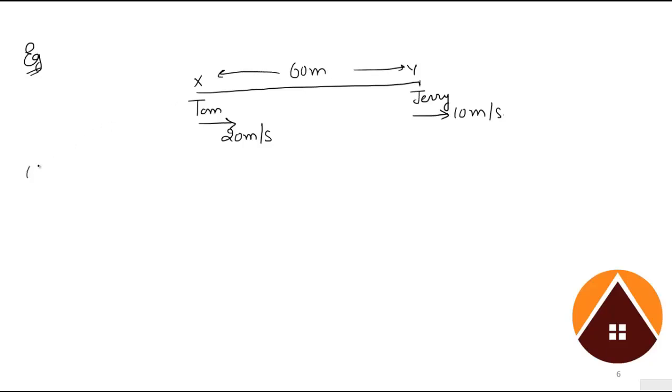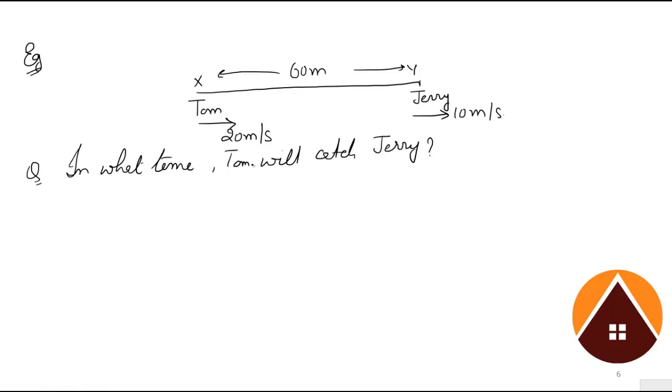If I ask you a question, write down, in what time will Tom catch Jerry? In what time will Tom catch Jerry? Okay. So let us understand like this. So the initial distance between them is 60 meter.